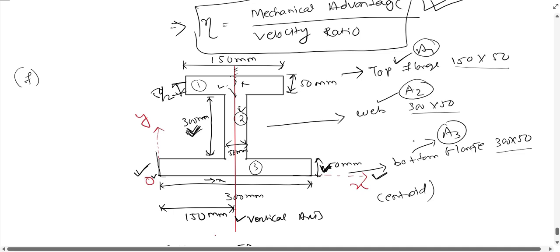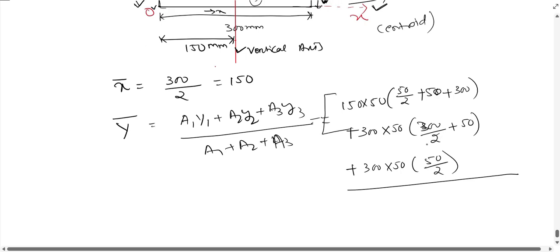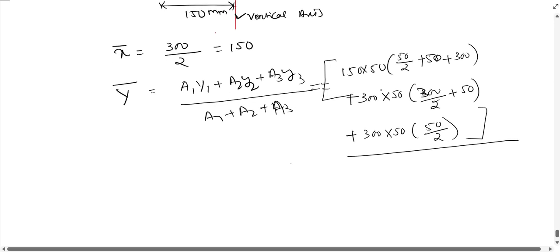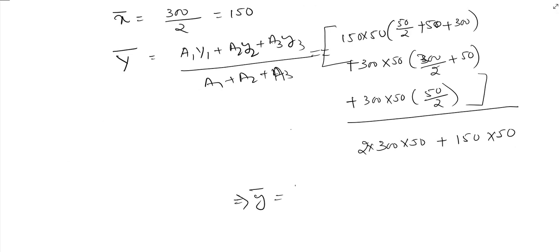So this is our section 2. So section 2 का y2 बार कहाँ पे रहेगा? This distance is 300 by 2 plus this distance, 50 plus 300 by 2, जितना डिस्टेंस रहेगा उतना डिस्टेंस पे सेक्शन 2 का सेंट्रोइड विल लाई. And section 3 area 300 into 50 into 50 by 2, by the total, 2 into 300 into 50 plus 150 into 50. Then we can calculate directly by the help of calculator that y bar equal to 165.